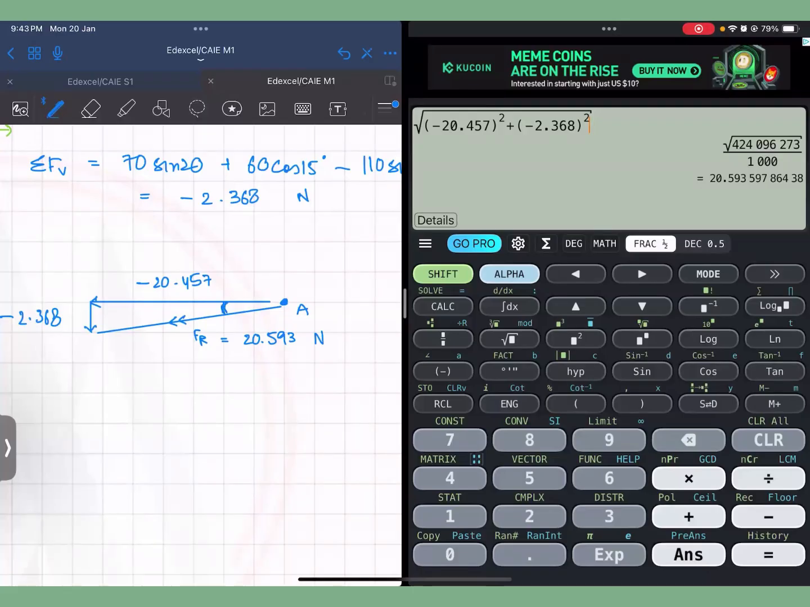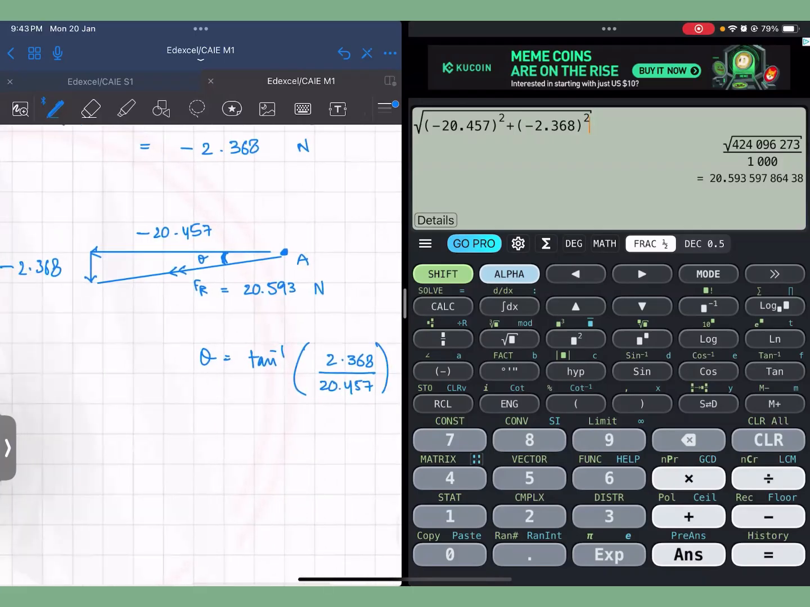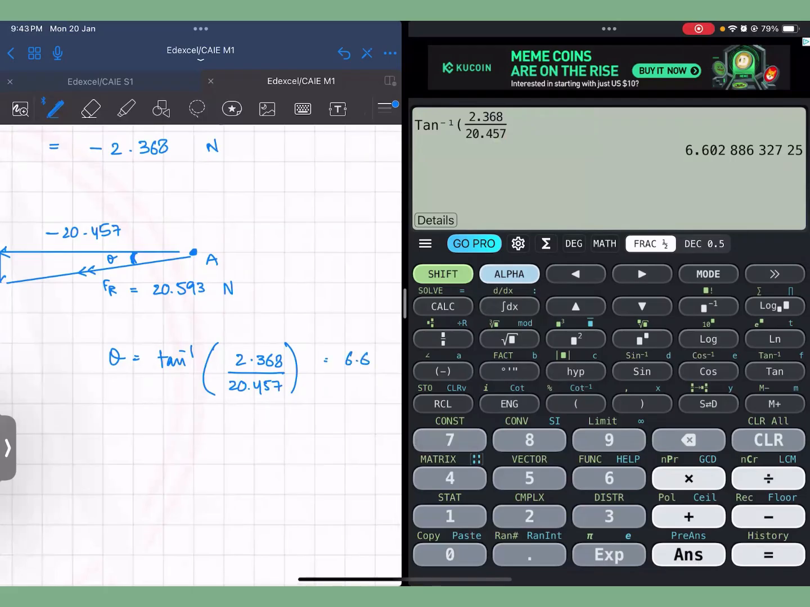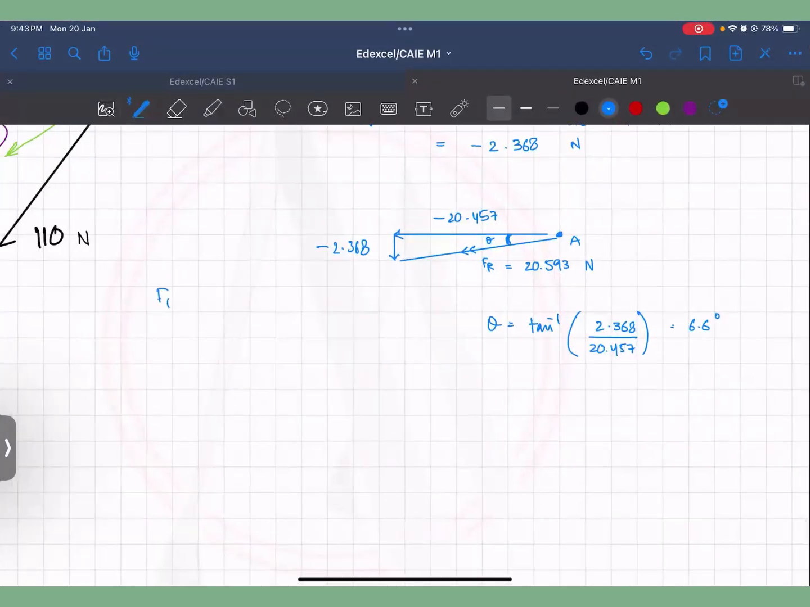And the angle, measure this angle. This would be tan inverse of vertical upon horizontal. Don't consider the negative or positive over here. 2.368 divided by 20.457. So tan inverse 2.368 divided by 20.457. You're getting 6.6 degrees.